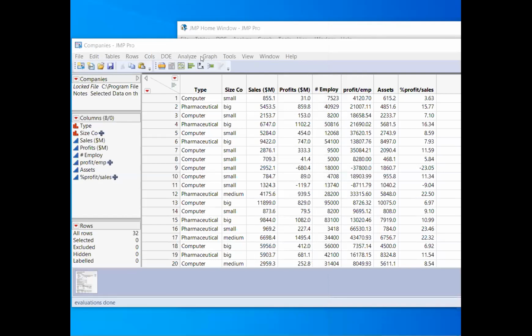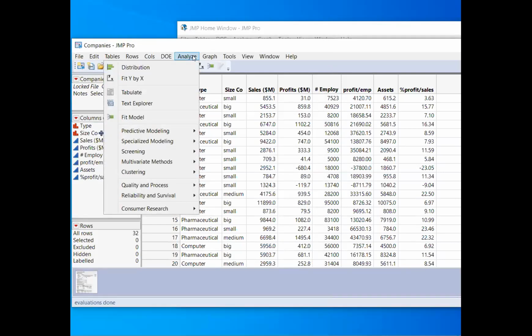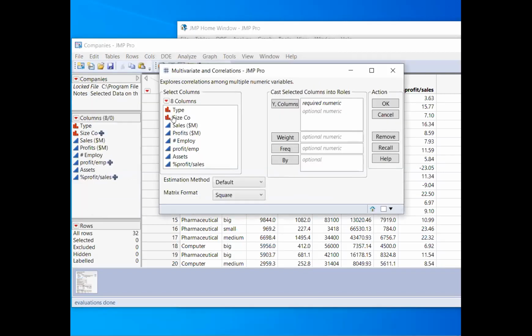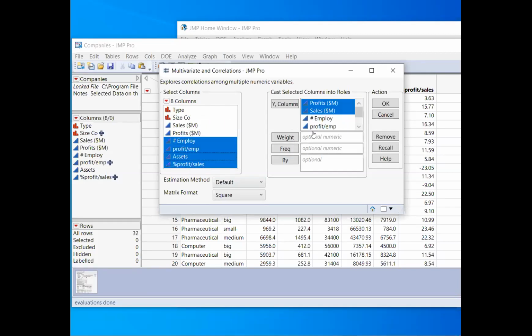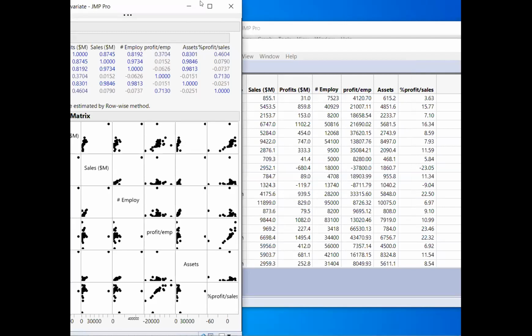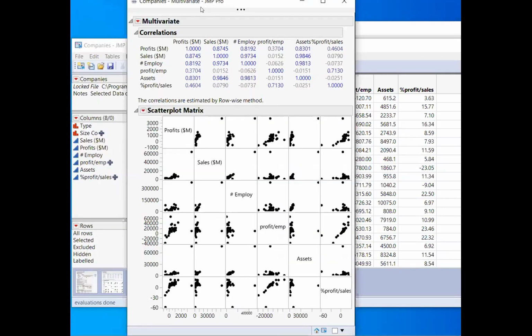So analyze. That's for correlation matrix and also scatter plot matrix. So analyze, multivariate methods, multivariate, and simply select DV first. Select DV first, then select sales, and the rest. Note these are all continuous variables, no categorical at this point for answers. That's your scatter plot matrix.